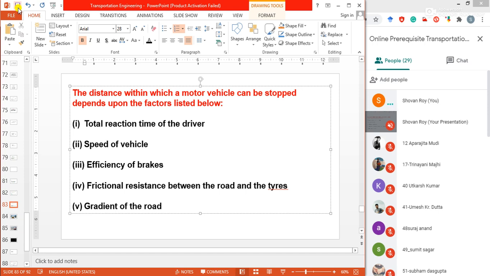Among these factors, total reaction time of the driver is one of the important factors, because as an engineer, on the basis of this total reaction time, we can design the safe distance or the design speed of the vehicle. We can determine the minimum stopping sight distance, because reaction time of the driver is important for these cases.